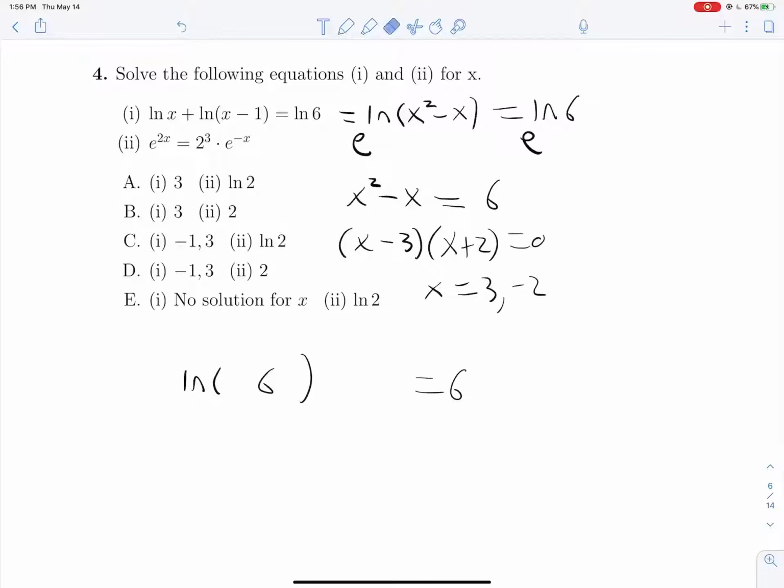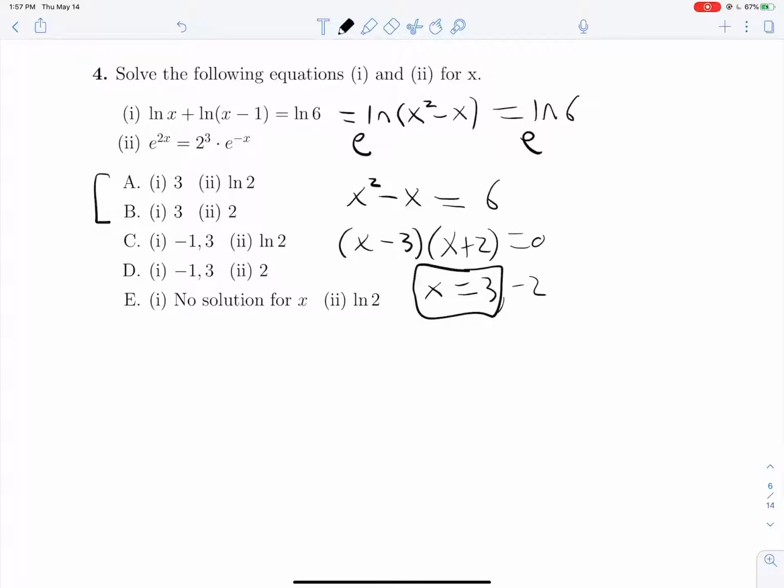That just gives us ln 6 is equal to ln 6. That seems to work, but really we will be getting complex answers for both of these, which we want to avoid here. We're just dealing in the world of real numbers. So x is equal to 3 is the only solution that stays in the reals. So we are between A and B at this point.